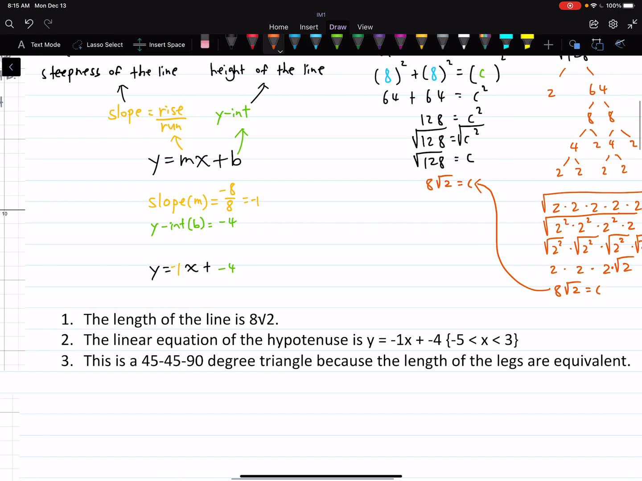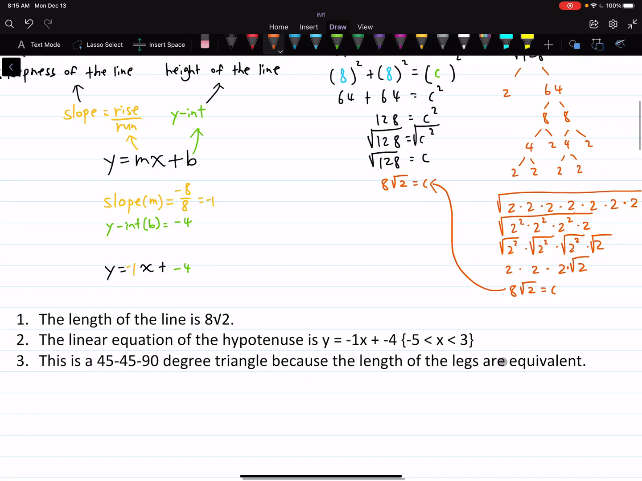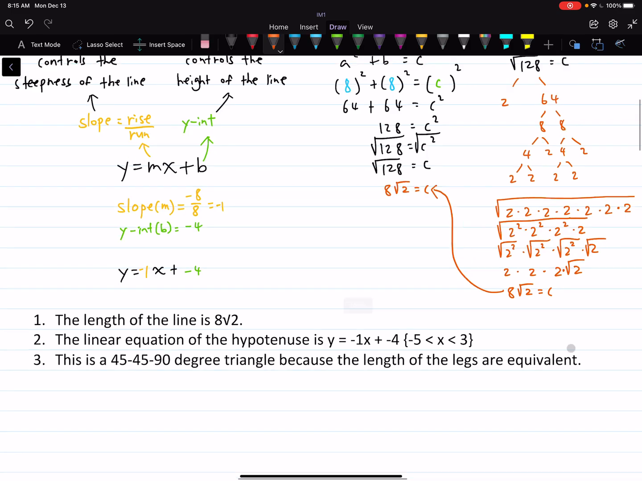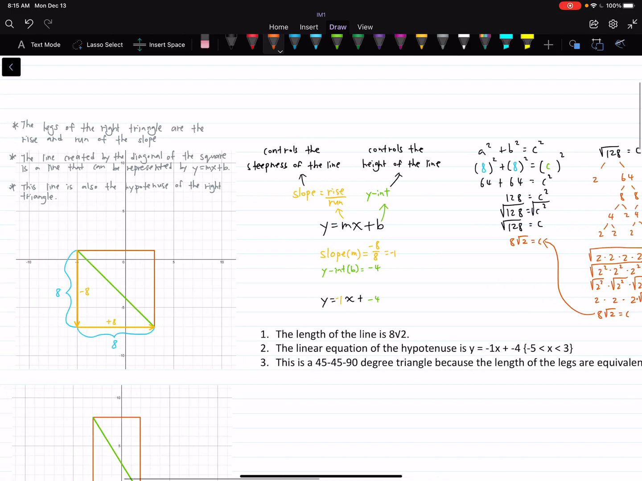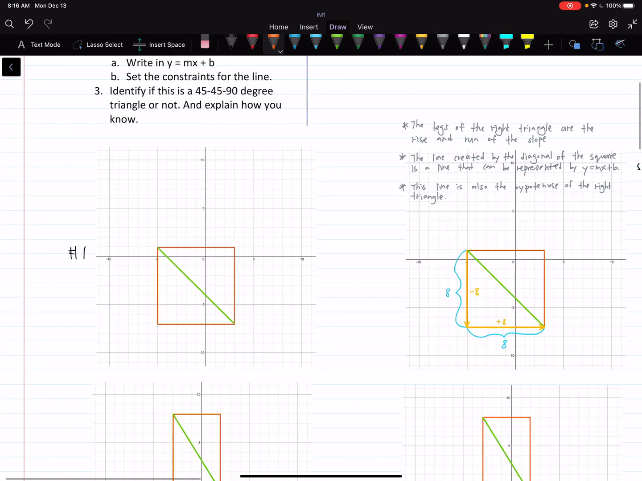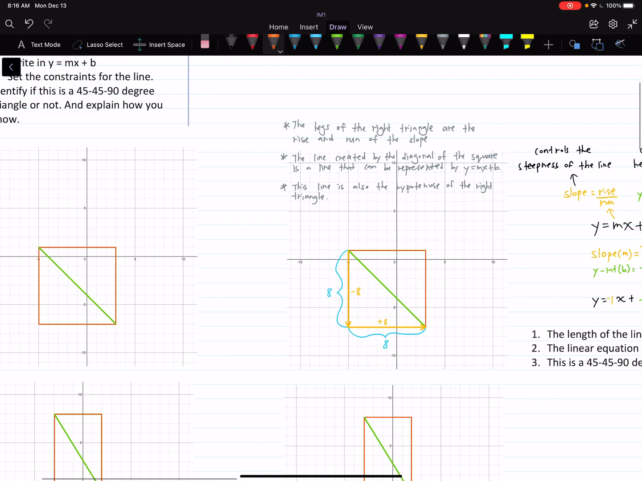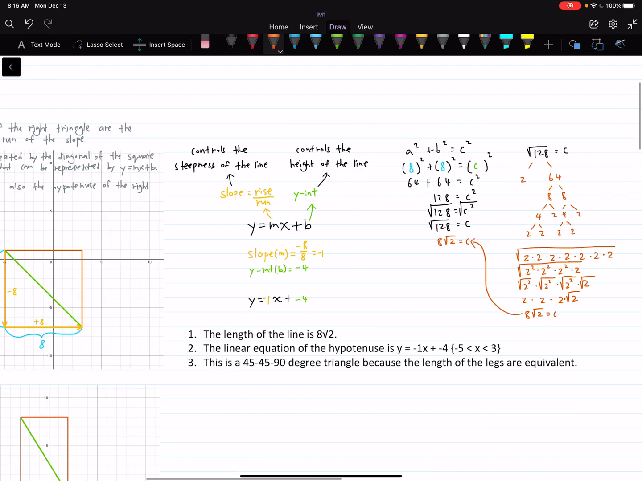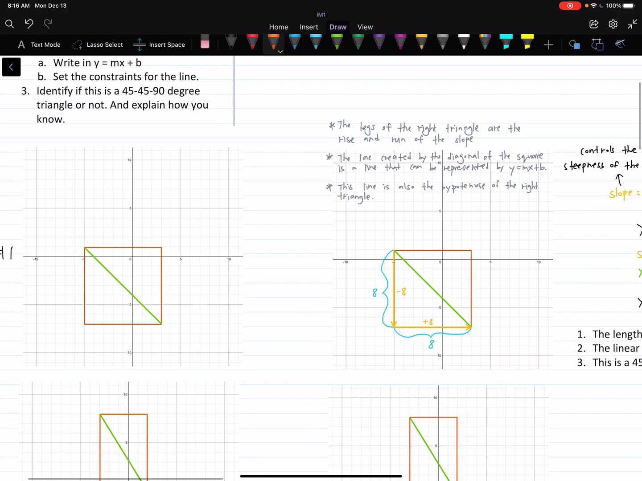And finally, this is a 45, 45, 90 degree triangle because the length of the legs are equivalent. And so this is basically how you solve these types of problems. You could use this line of reasoning and these methods to solve the rest of the problems here.